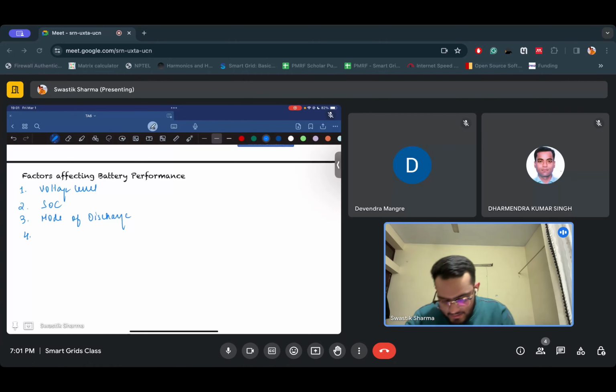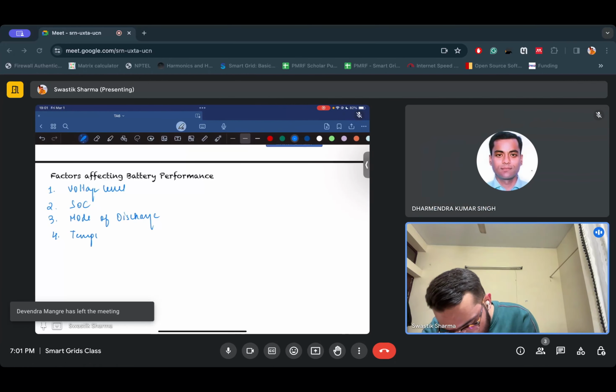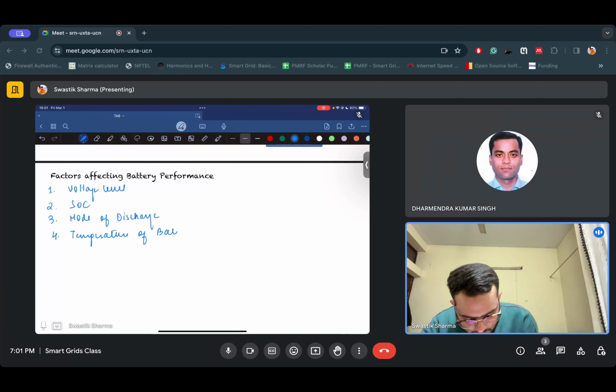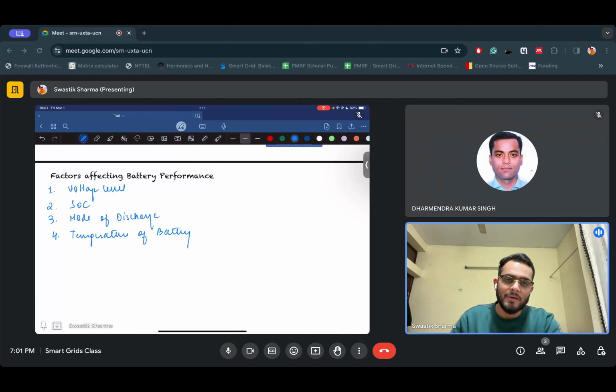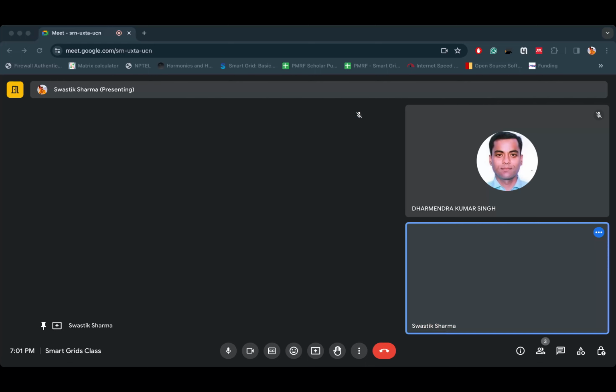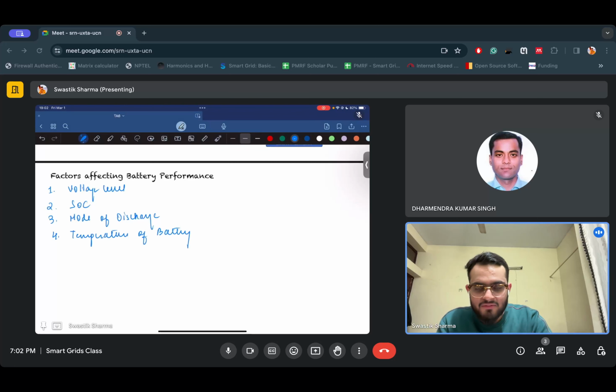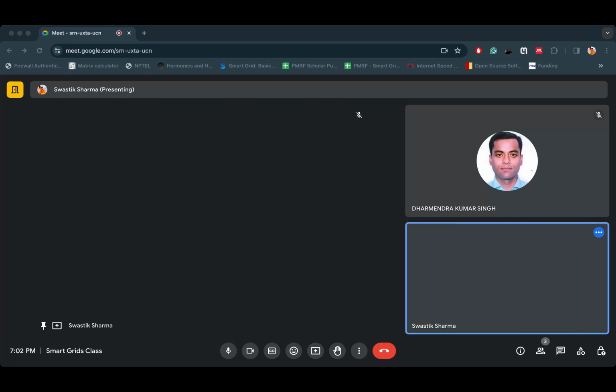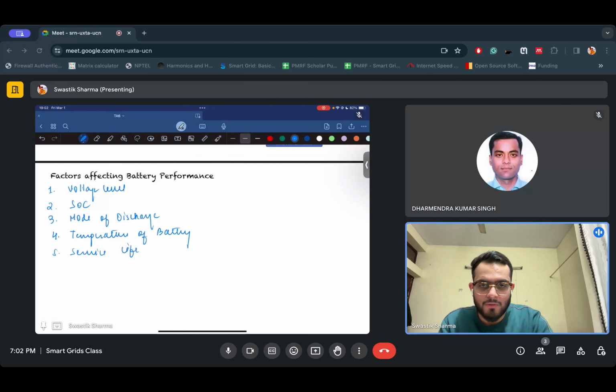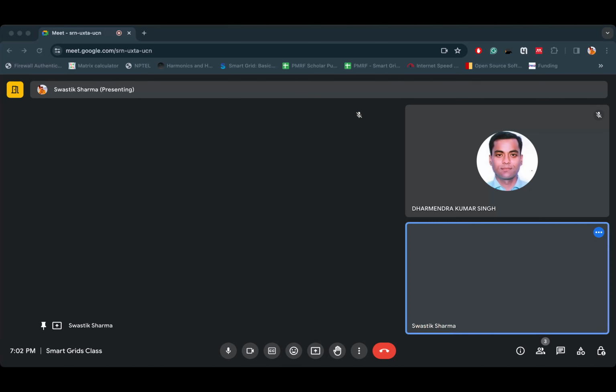And then temperature of battery. You must have seen batteries catching fire in India. It's because of the tropical weather. If the temperature of the battery exceeds the threshold optimum value, your battery will catch fire, and if it's catching fire, its performance obviously will lower, right? Then service life. There is some life to your components. Your performance would start degrading once your battery's service life decreases.